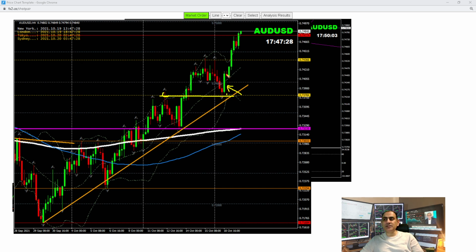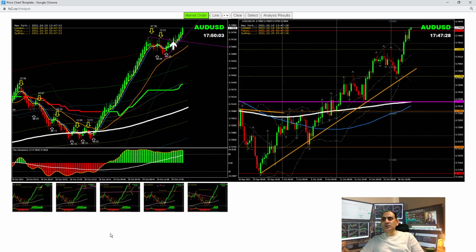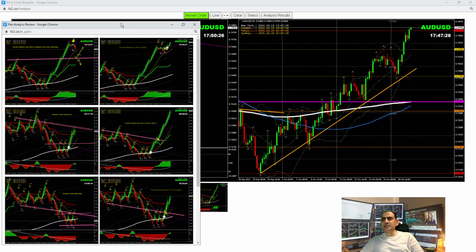I explained to my trader, just keep holding at the break even. You might have a nice big move, which exactly happened, and we will keep taking a pullback. Beautiful long trade on Aussie dollar. Let me show you the intraday analysis.